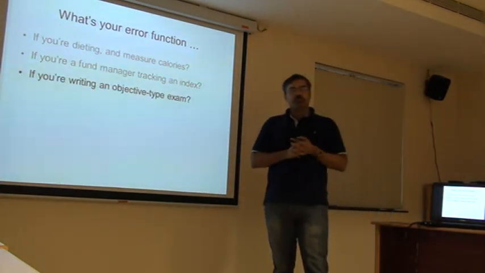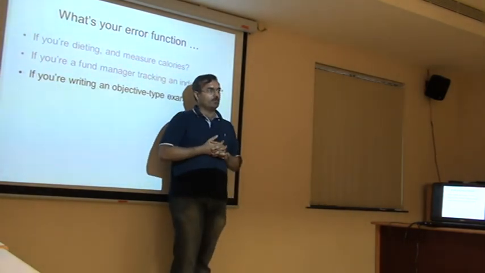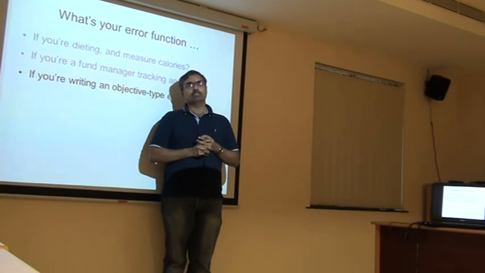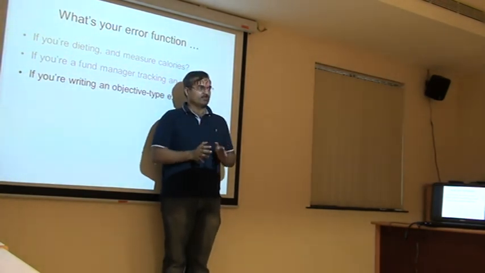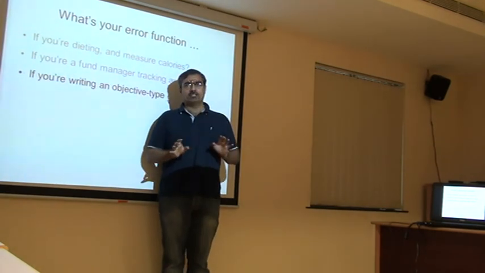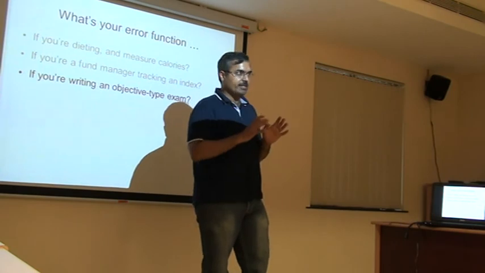What if you were writing an objective type exam? Your answers could be A, B, C, or D. If the answer was B, it doesn't matter how close you are or how far you are. You get it right or you get it wrong. In this case, the error function is a 0 or 1. Get it right or get it wrong.